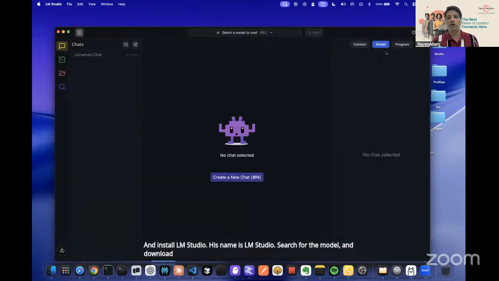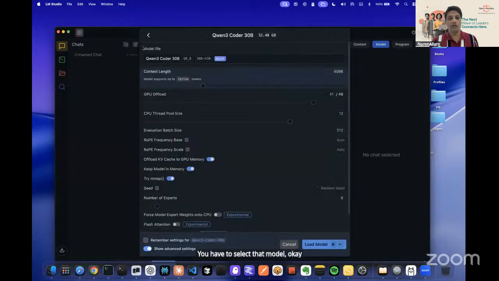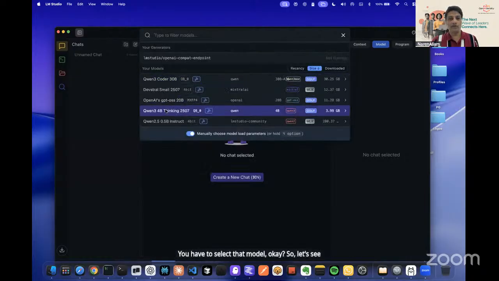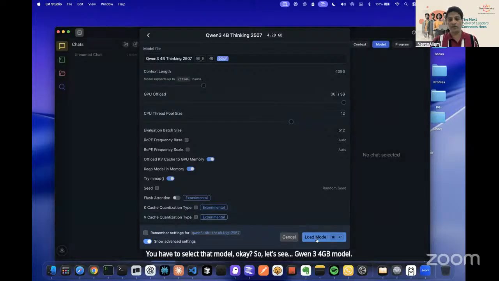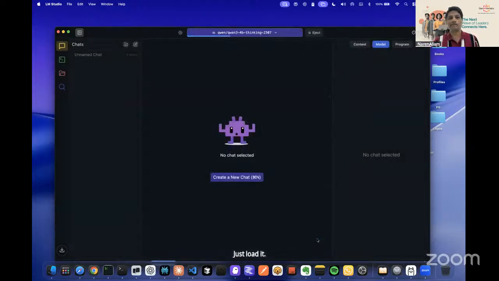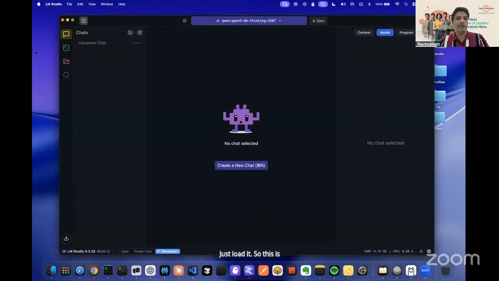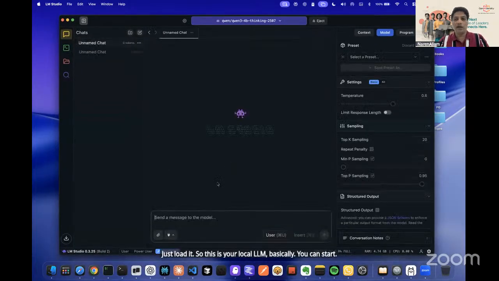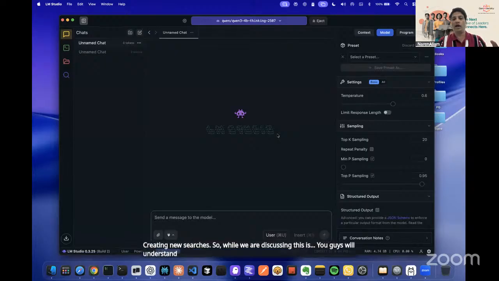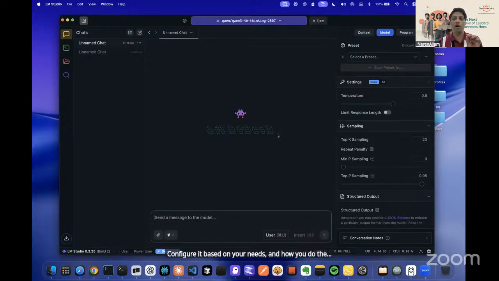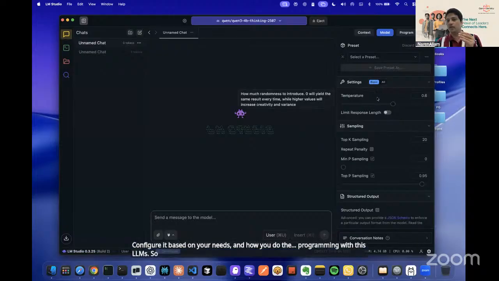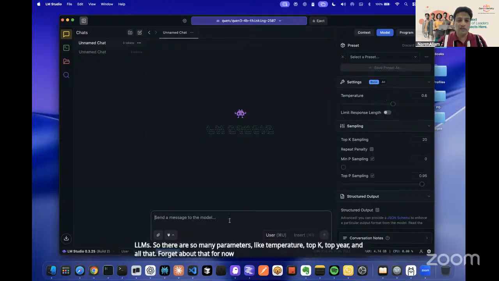Once you download, you have to select that model. So let's see the Qwen 3 4 GB model. Just load it. So this is your local LLM. Basically, you can start creating new chats. Why we are discussing this is so you understand what exactly an LLM is, how you can configure it based on your needs, and how you do the programming with these LLMs. There are so many parameters like temperature, top K, top P, and all that. Forget about that for now, and how to utilize this locally.